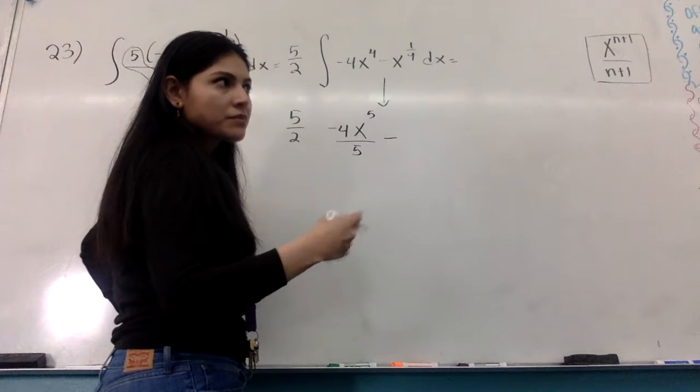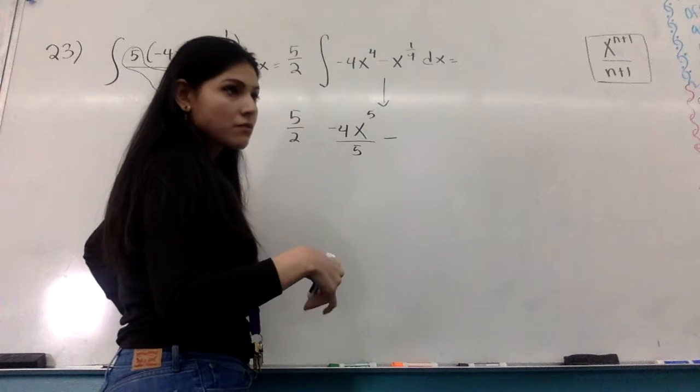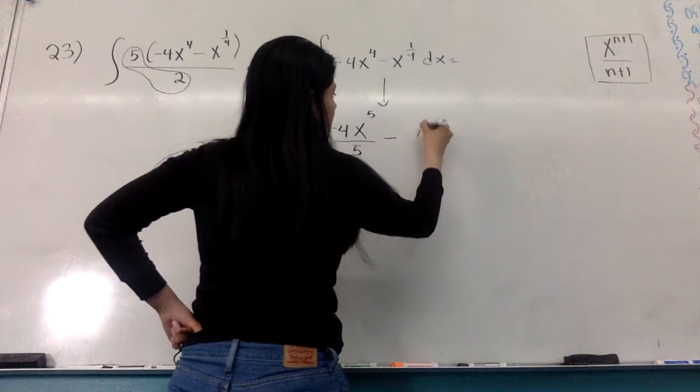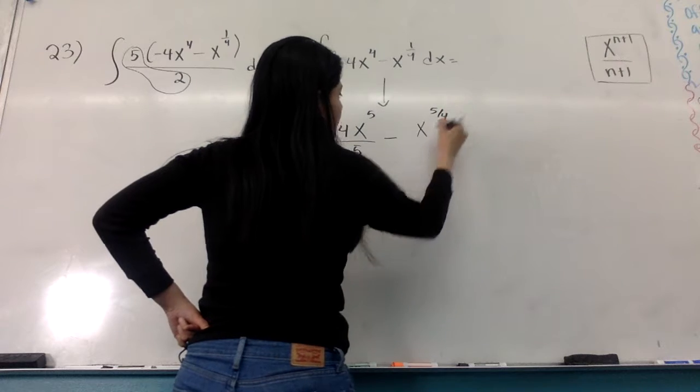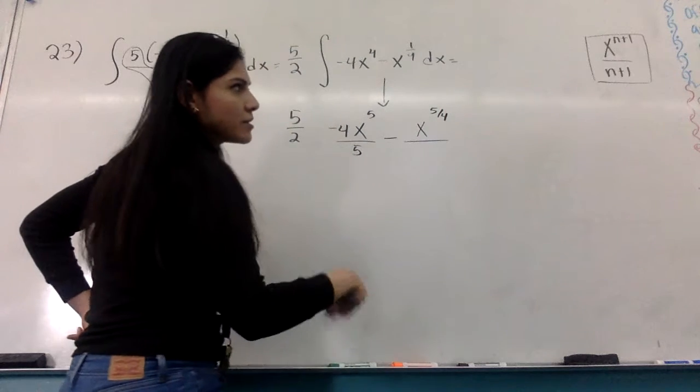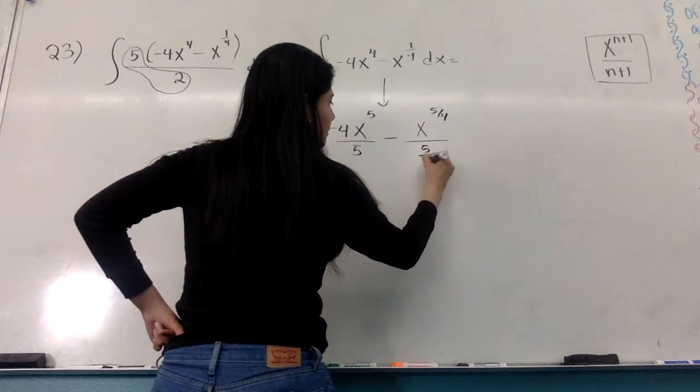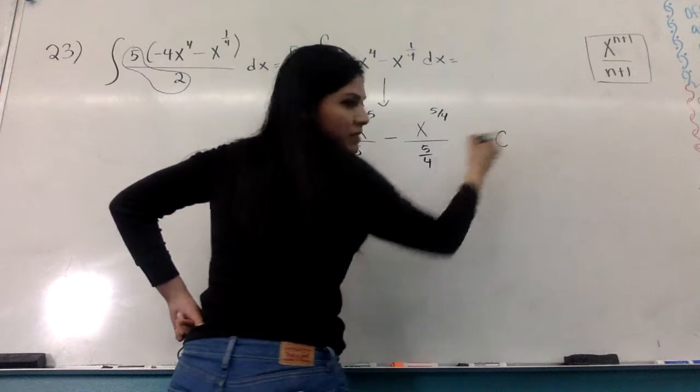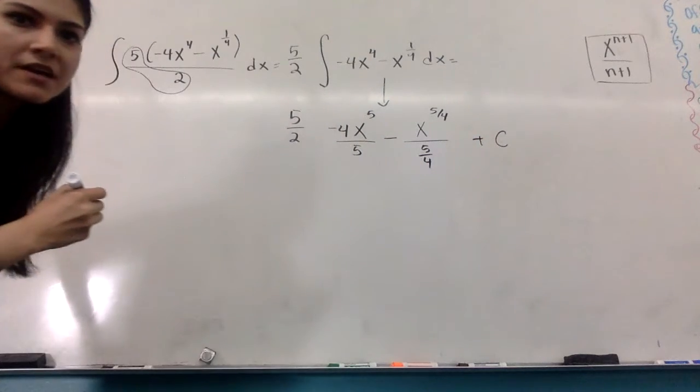If you do 1/4 plus the 1, that's 1/4 plus 4 over 4. That's going to give me 5 over 4, divided by n plus 1, again, 5 over 4. At the end, we will add in this plus c. So that's what I have so far.